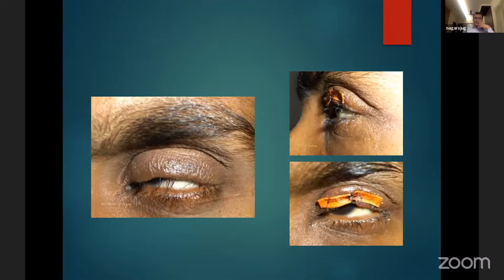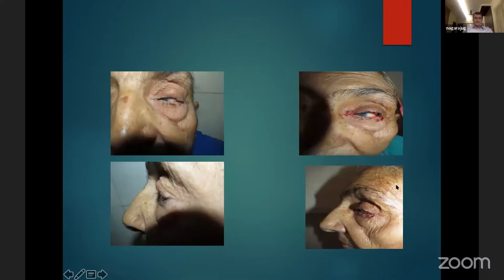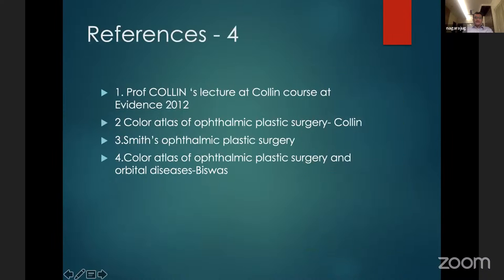This is one of our cases of upper eyelid entropion, spastic entropion secondary to Stevens-Johnson. We have done a wedge resection, anterior lamellar separation, and a lid splitting procedure. This is another case, an elderly lady. We did a simple lid split with a mucous membrane graft. The patient became normal after the procedure. So these are the references.